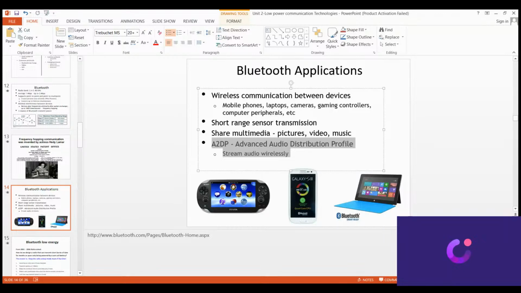So we're talking about Bluetooth applications. We said it's being applied in wireless communication between devices for short range sensor transmission, sharing multimedia, pictures, videos, music, and so on, and in the advanced audio distribution profile, especially when you have to stream audio wirelessly.